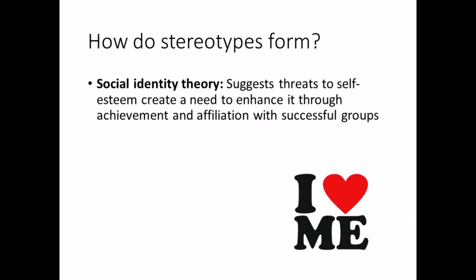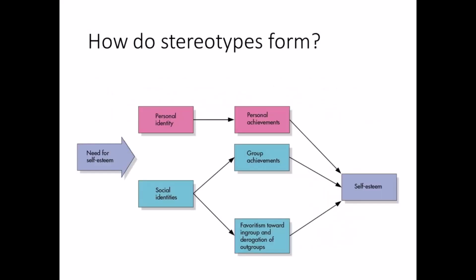And the fourth theory regarding stereotype formation is called social identity theory. This figure illustrates social identity theory. As you know, the need for self-esteem is fulfilled through personal and social identities. This theory says the tendency to favor our ingroups stems from a need to enhance our self-esteem through personal achievements and affiliation with successful groups.